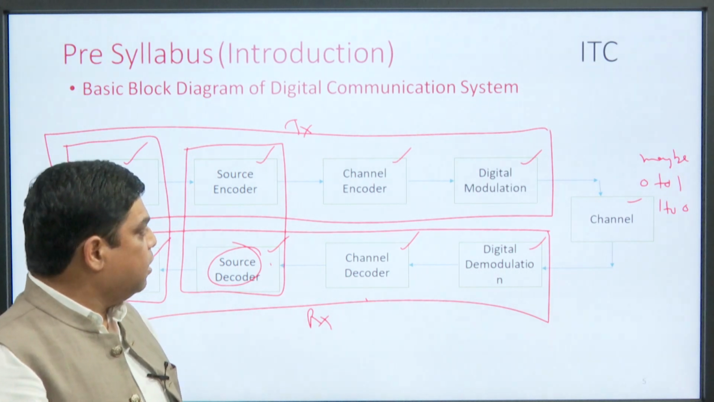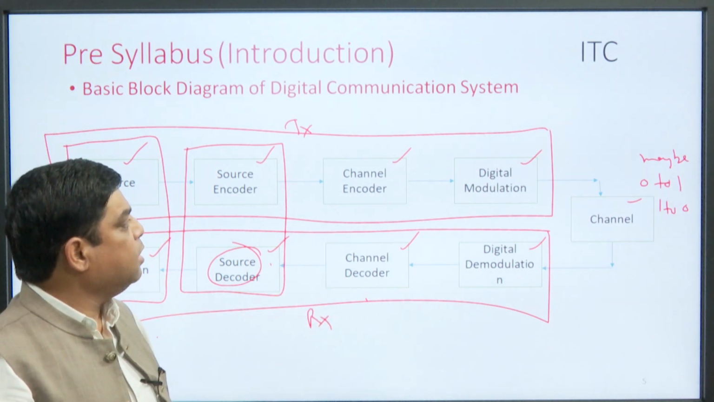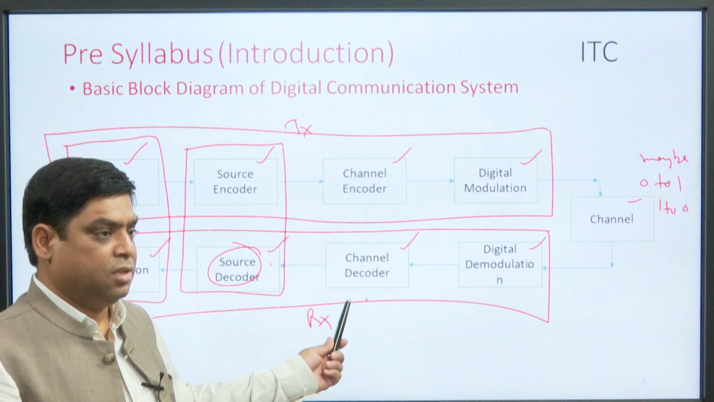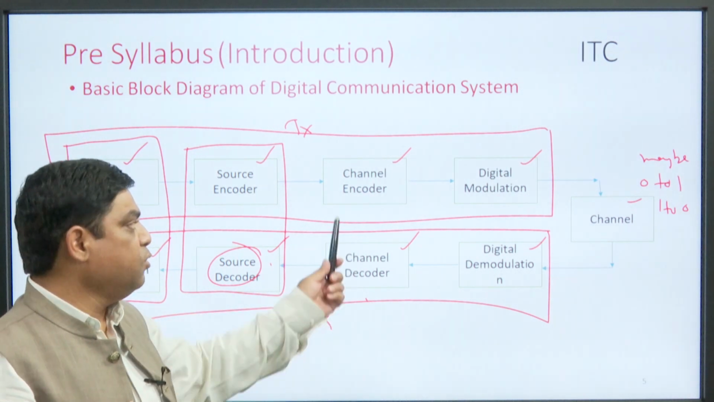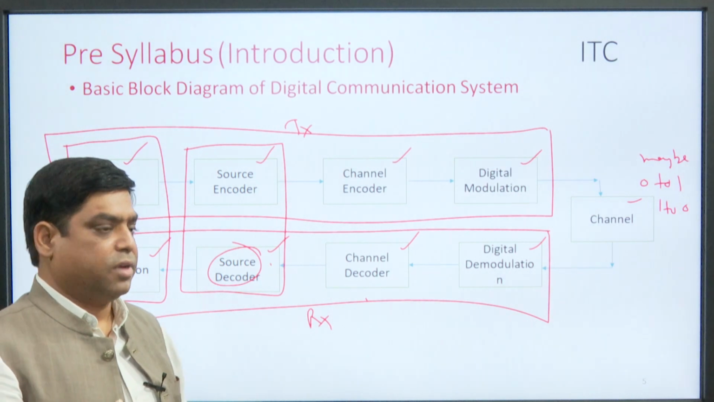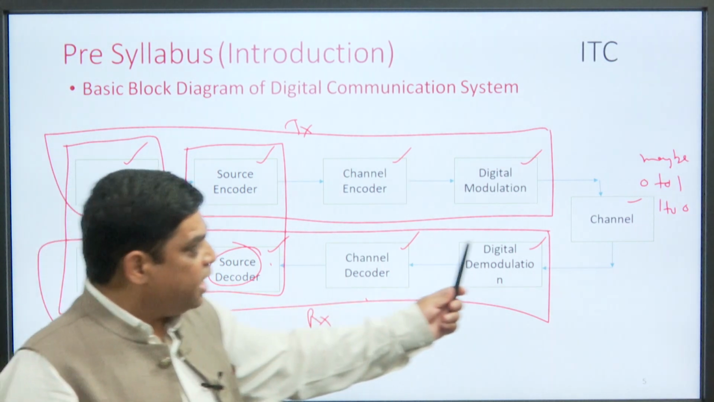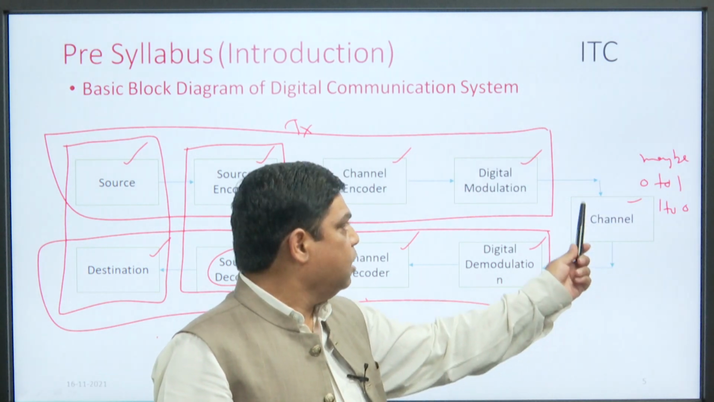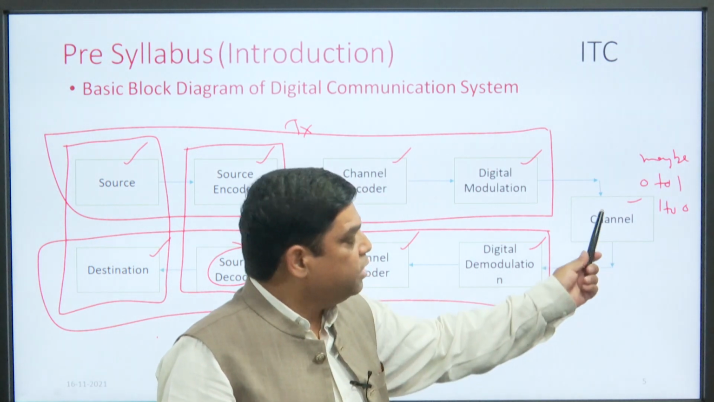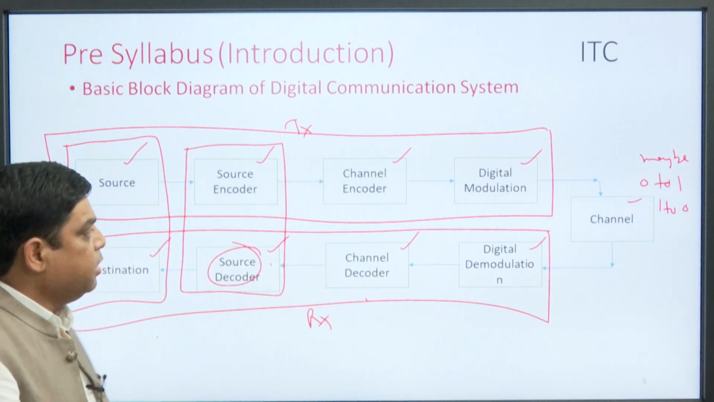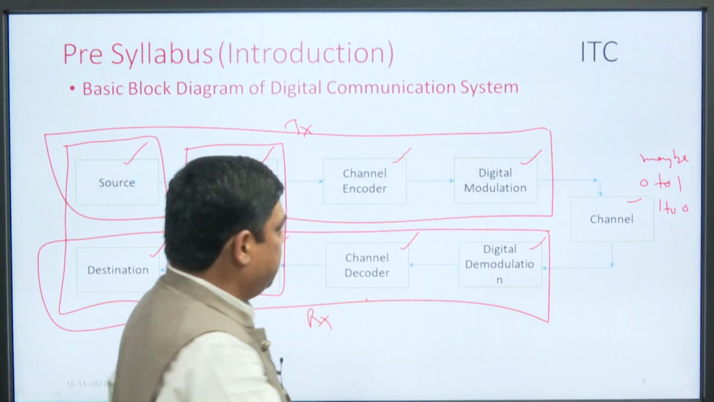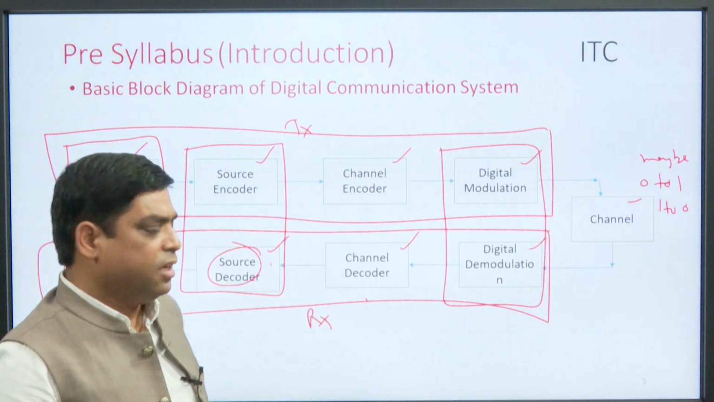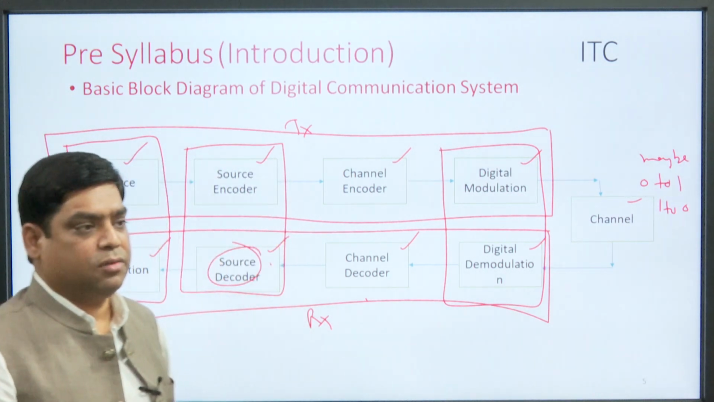Basically in this information theory and coding subject, block coding and convolutional coding and their decoding methods we will discuss in units 4 and 5. About the channel, we will discuss channel capacity theorems and channel coding theorems in unit 3. Digital modulation and demodulation blocks are mainly part of the subject digital communication. They are not part of the syllabus of information theory and coding.